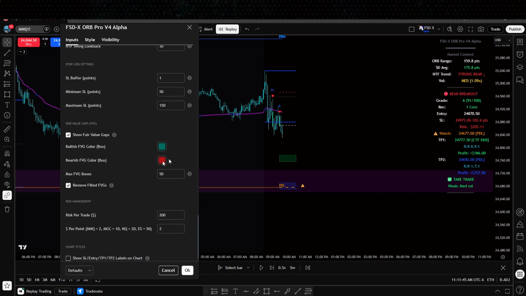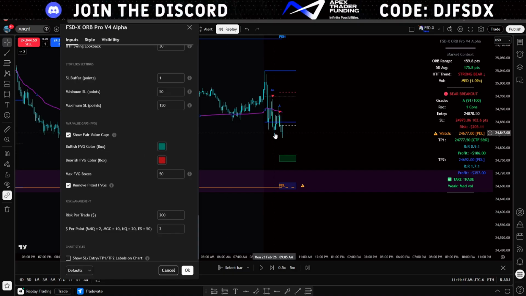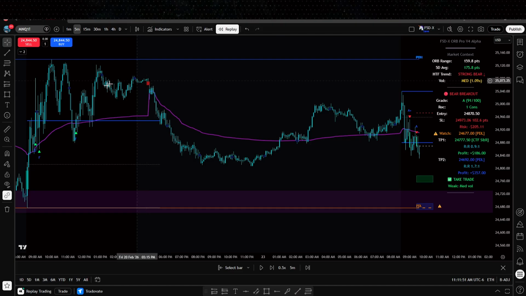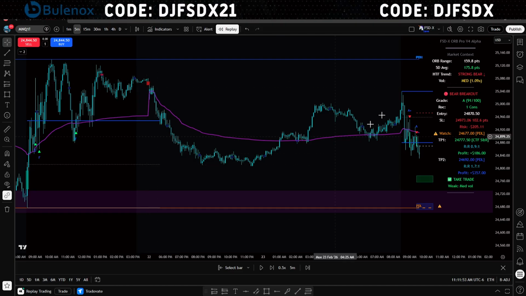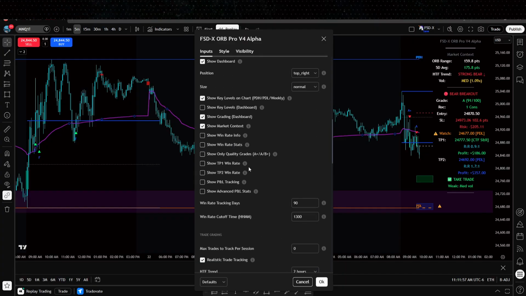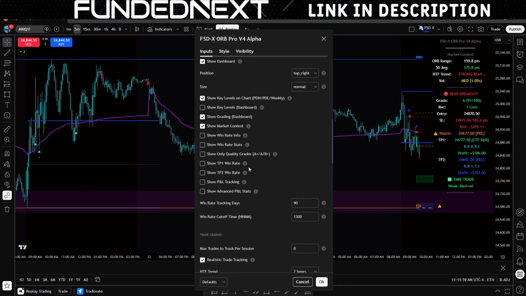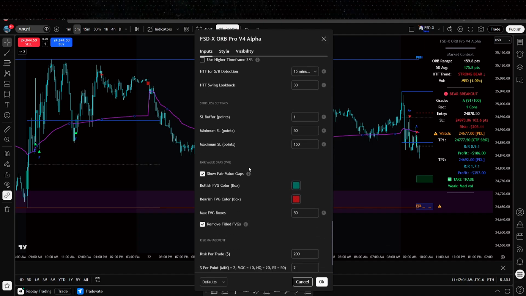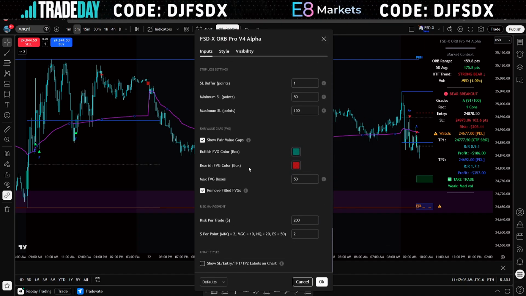And then the fair value gaps. This just shows fair value gaps on the chart. Once they get tapped, if you have it enabled to remove filled, they just go away. So those will show you all the fair value gaps that are valid on the chart. That was something I added recently. That was on my old indicator.